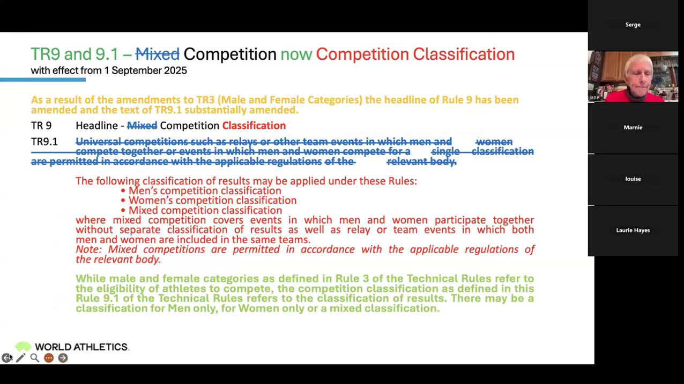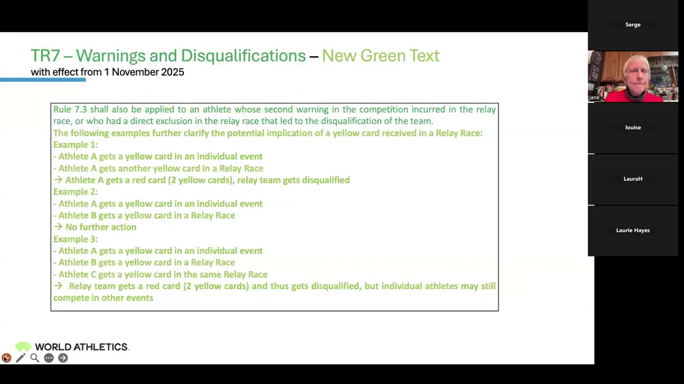It's just a quick question. My voice is a bit scratchy. So when athlete A gets a yellow card in an individual event, that means either 100 meters or something where they're on their own. But what if athlete A was in a different relay race with a different team and then came in another relay race with another different team, if that makes sense?